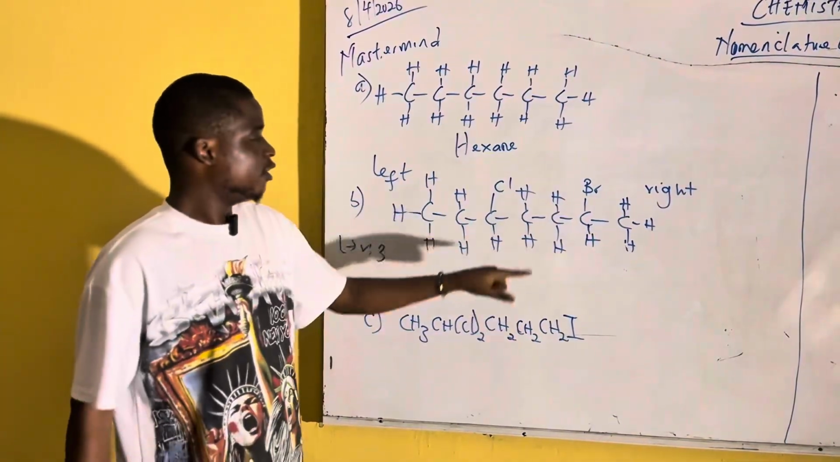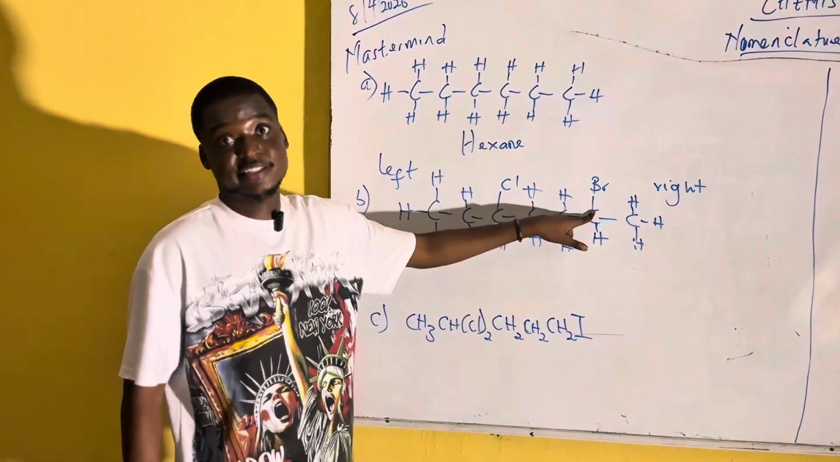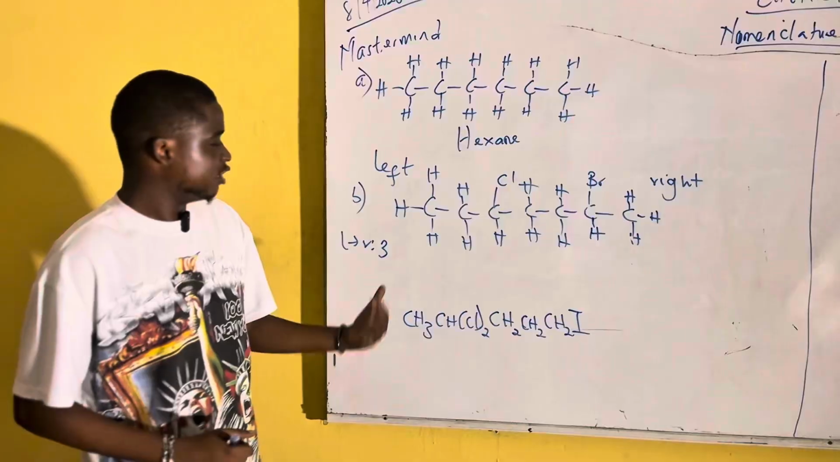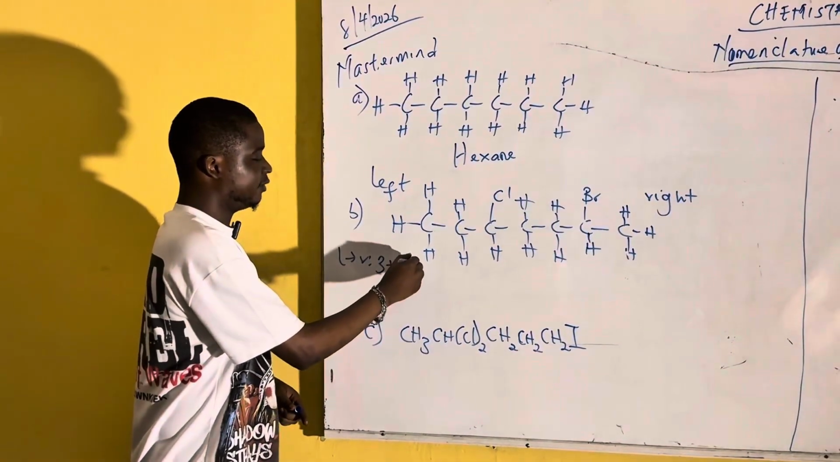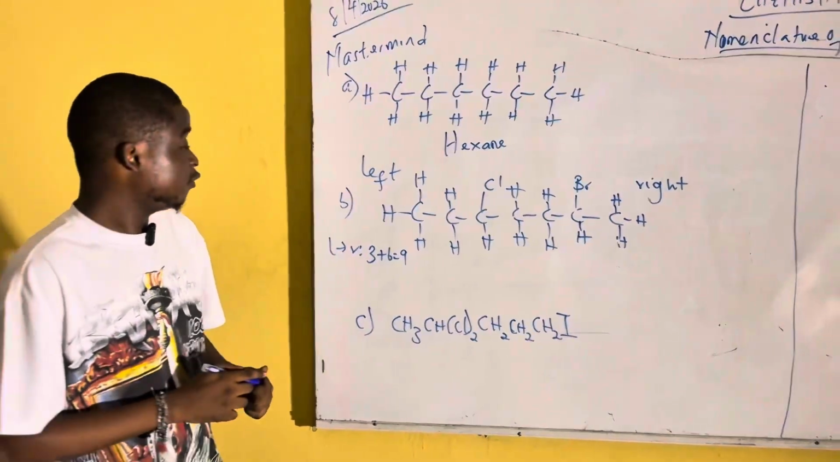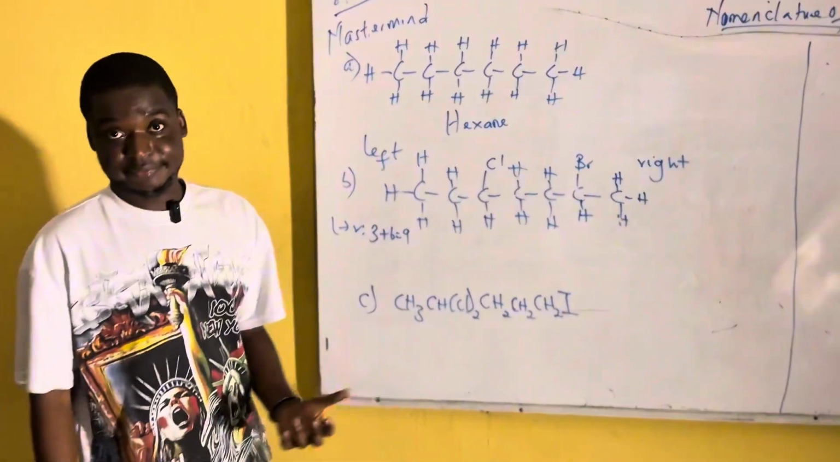And then moving on, we have 4, 5, 6. The bromine is attached to carbon 6. So what you do is add that 6 to this 3. That will be 3 plus 6, which gives you a sum of 9. So from left to right, the substituent groups have a sum of 9.